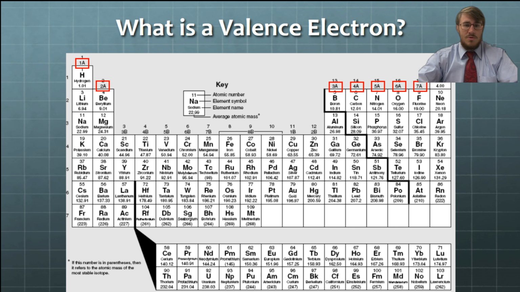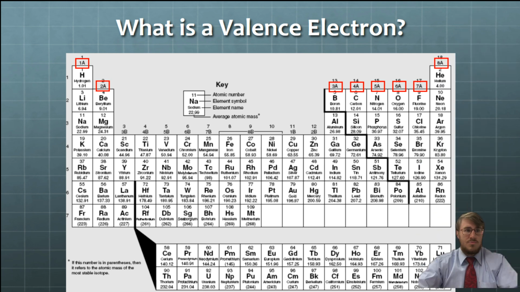We can determine the number of valence electrons by looking at the A group names. Of course, you know that. You should know that at this point pretty heavily. If you don't, well, you do. You get it. All right, let's keep going.